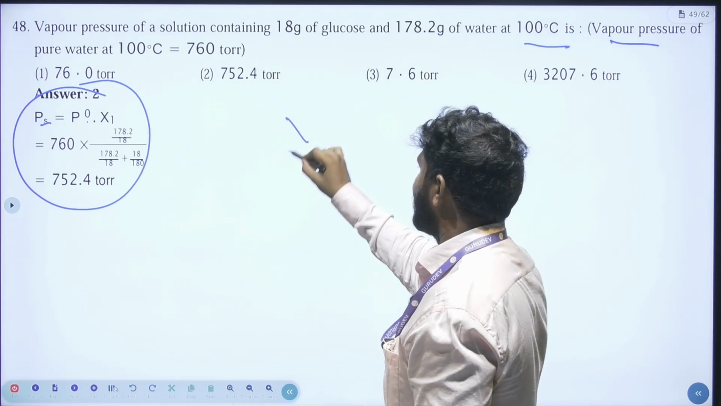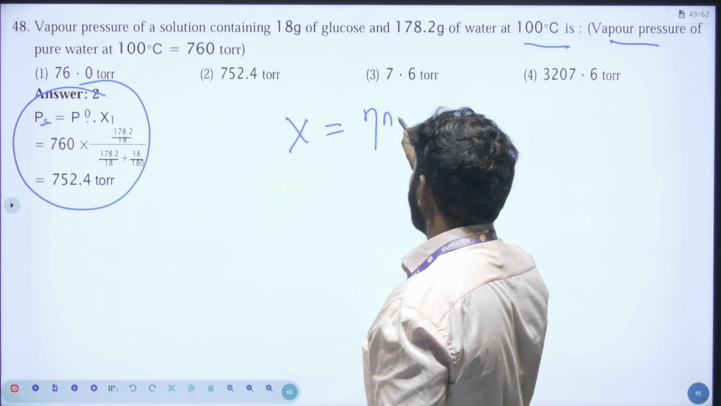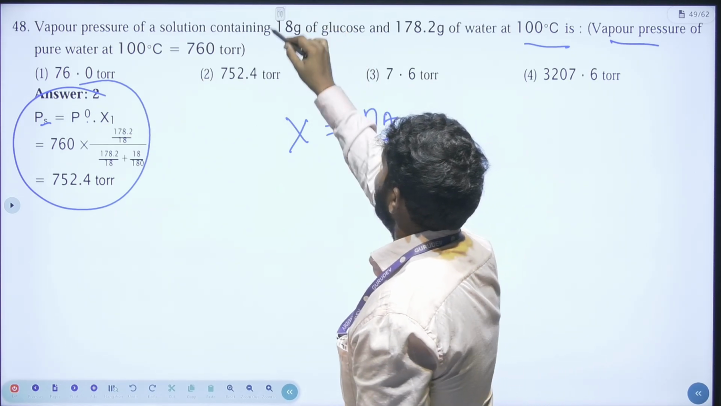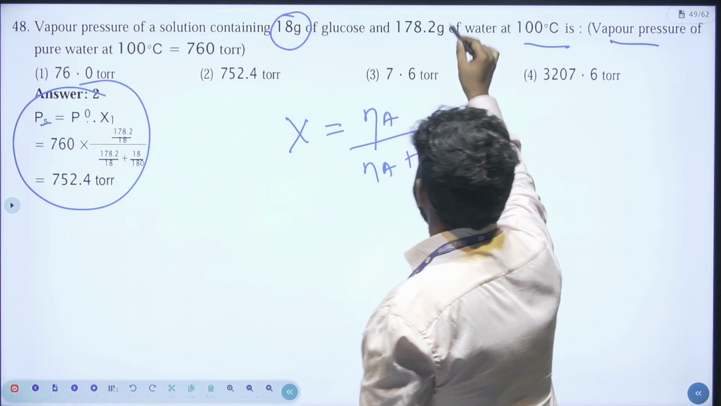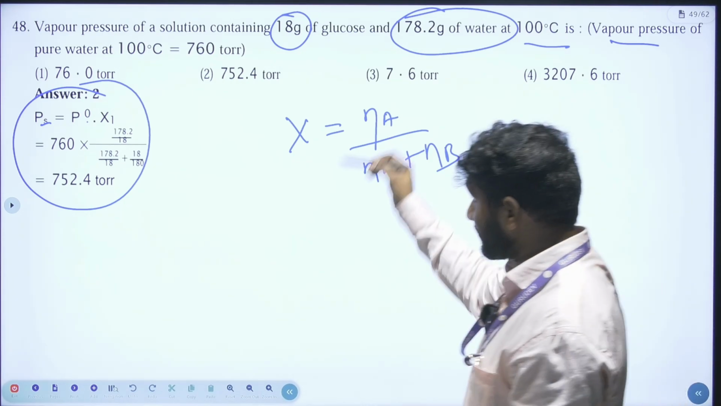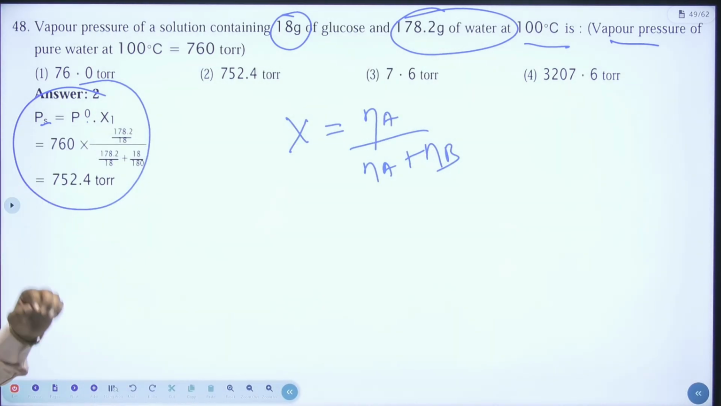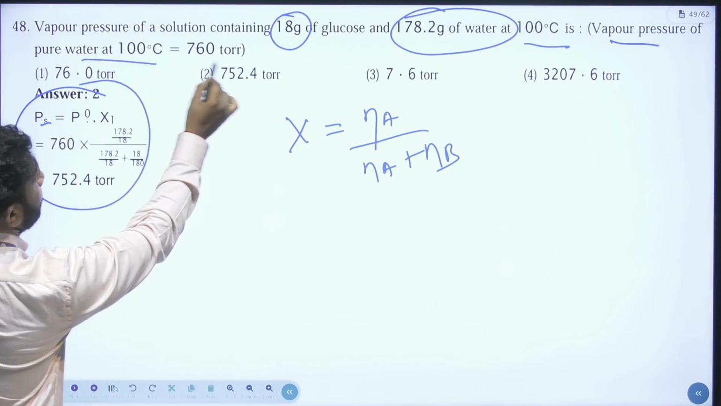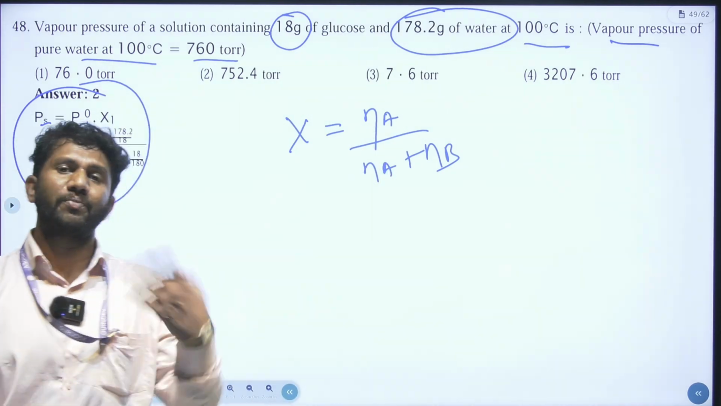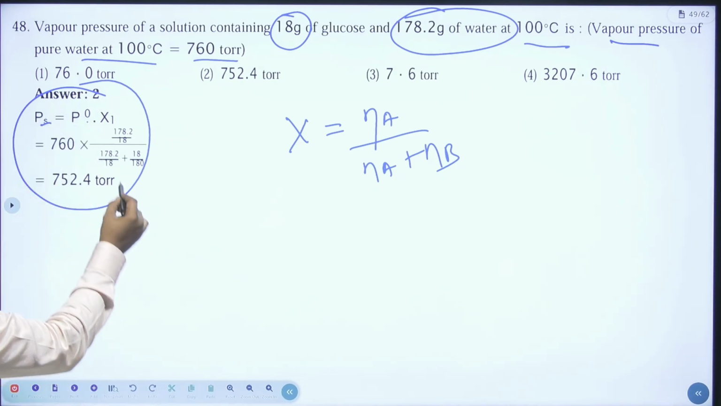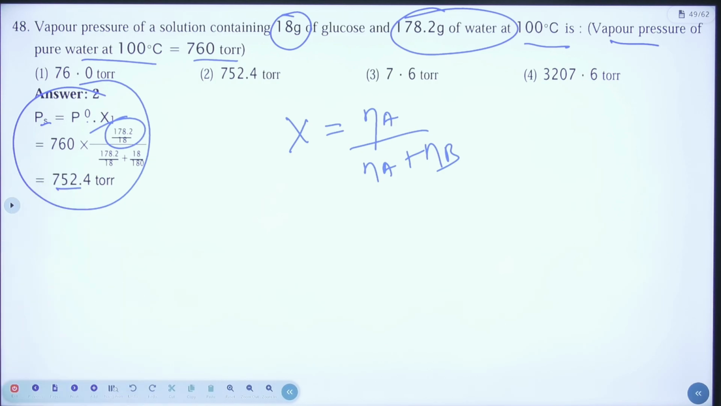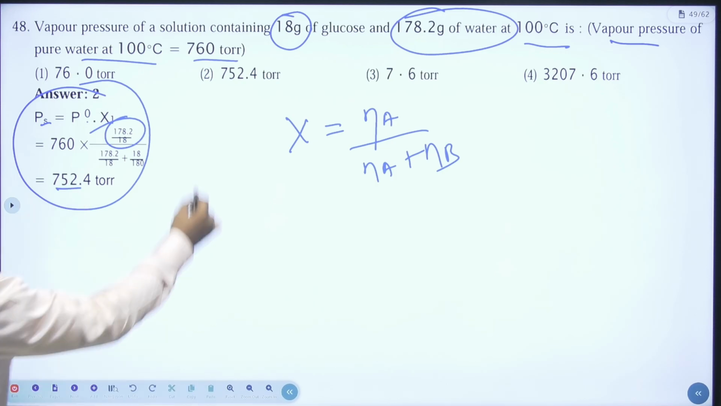So mole fraction means number of moles of one component by total number of moles of all the components. Here 18 gram of glucose, this is the solute, and 178.2 gram of water is solvent. So here P naught means vapor pressure of pure solvent is given 760 torr. Okay, Na means number of moles of component. Number of moles means mass by molar mass. So after substituting the values we get 752.4 torr. So correct option is answer 2.